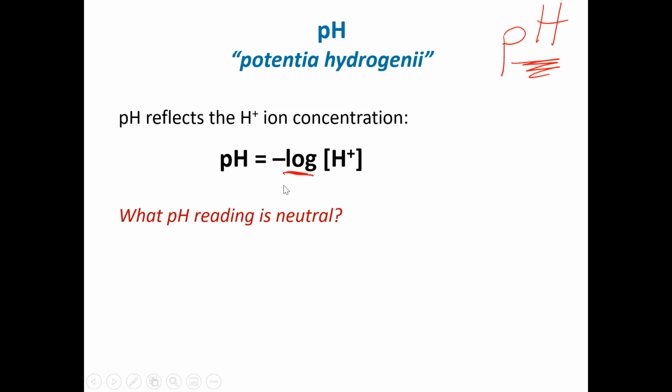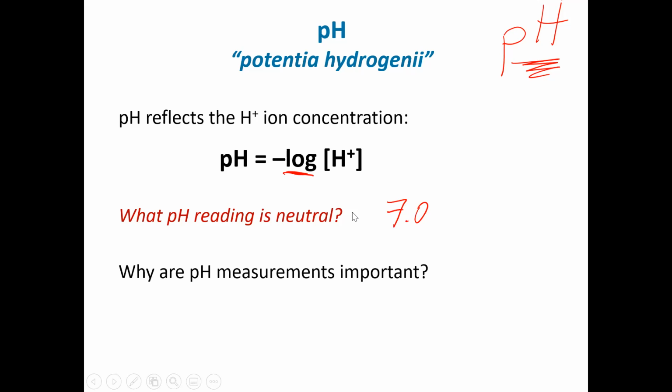But let's talk a little about pH. You probably know a little bit about pH. People seem to talk about it a lot and have a general idea of what pH is all about. So which pH is neutral? You probably know that a 7 is neutral. Why are pH measurements important?